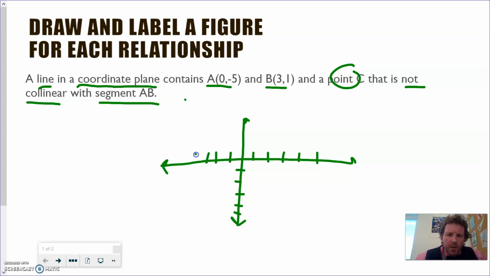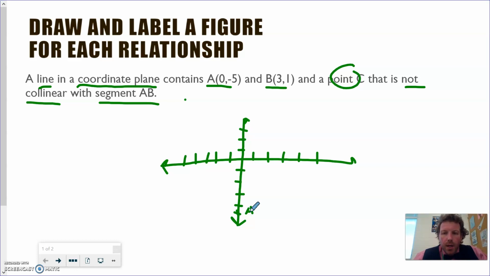As I'm doing this, and you're doing it too, I need you to think about the coordinate plane. We have the x and the y-axis, right? The x tells us that we're going to go right or left, and the y tells us we're going to go up or down. We're going to plot point A. It's (0, -5), so that just basically means I'm going to go down 5 units and put a dot. And we're going to label that dot A.